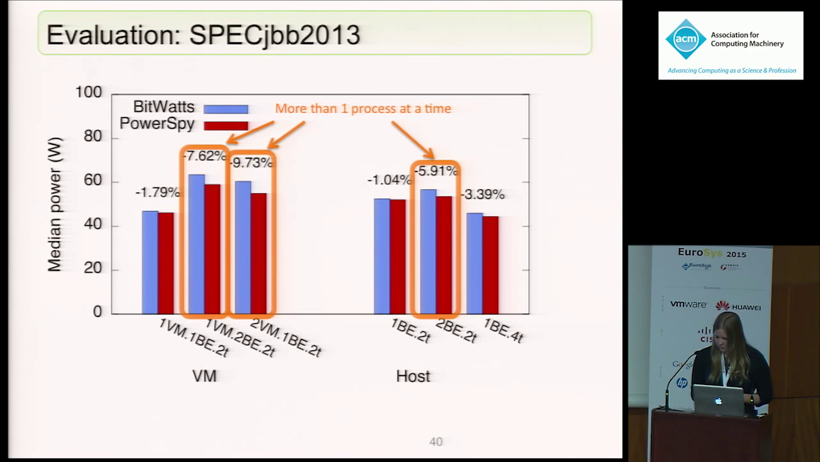Here, we realized that when having multiple processes that we are monitoring, the hardware counters can interfere because there is less isolation between them. We noticed that by it being reflected by a higher median error.